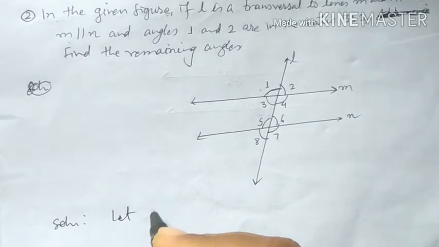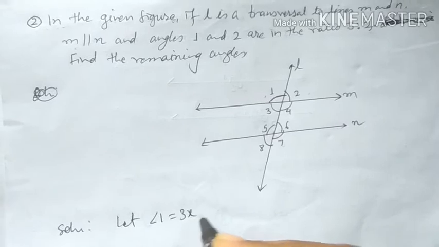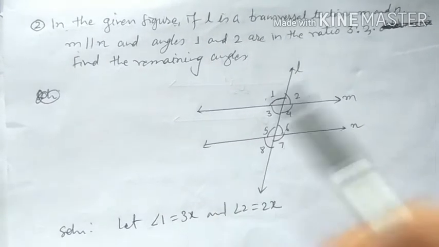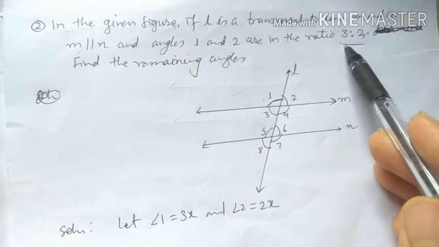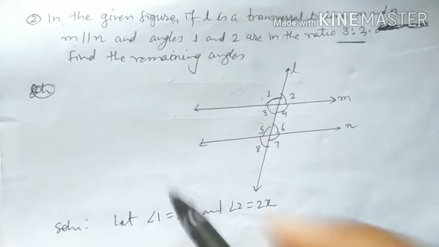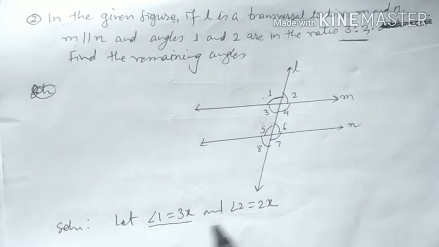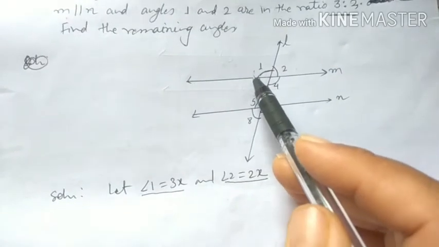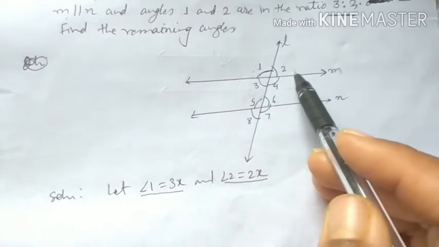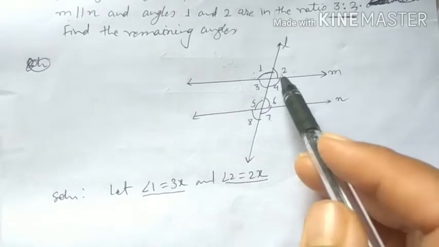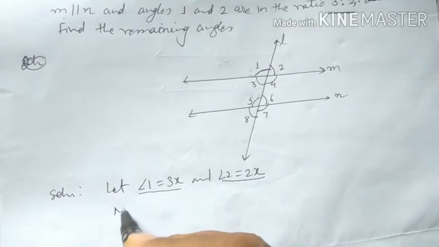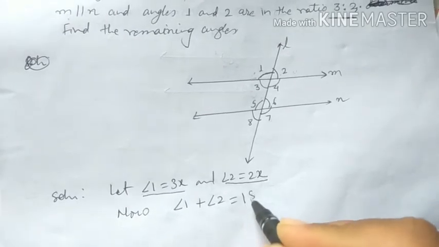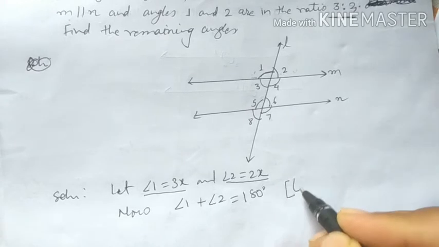Let angle 1 equal 3x and angle 2 equal 2x, because it is given that angles 1 and 2 are in the ratio 3:2. Now we see that angle 1 and angle 2 are a linear pair. So angle 1 plus angle 2 equals 180 degrees, as it is a linear pair.